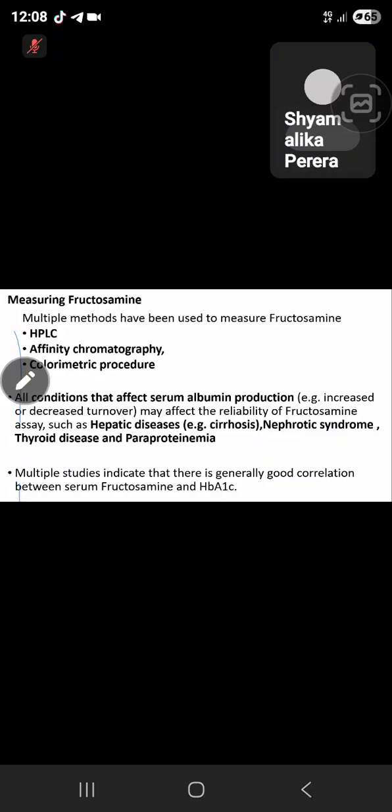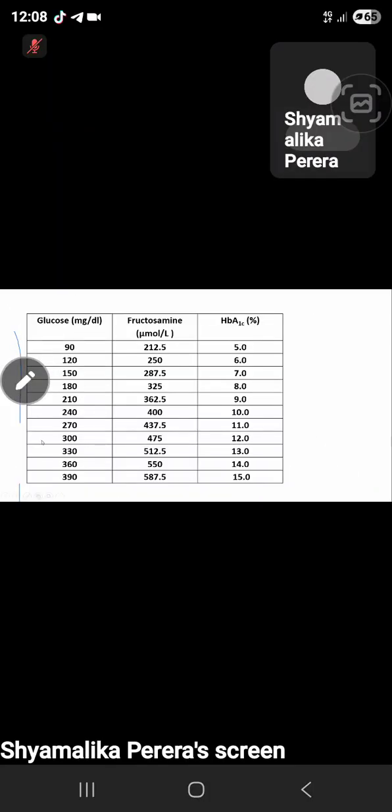But generally, there's a relation between this fructosamine and HbA1c like this. You can see that if your HbA1c is 5, that means your fructosamine level is 212, and your normal blood glucose indicates 90. So for each and every test, HbA1c, fasting blood sugar, as well as the fructosamine, there's a correlation. So you can use this fructosamine, not as a diagnostic, but to check the patient's prognosis of the disease.